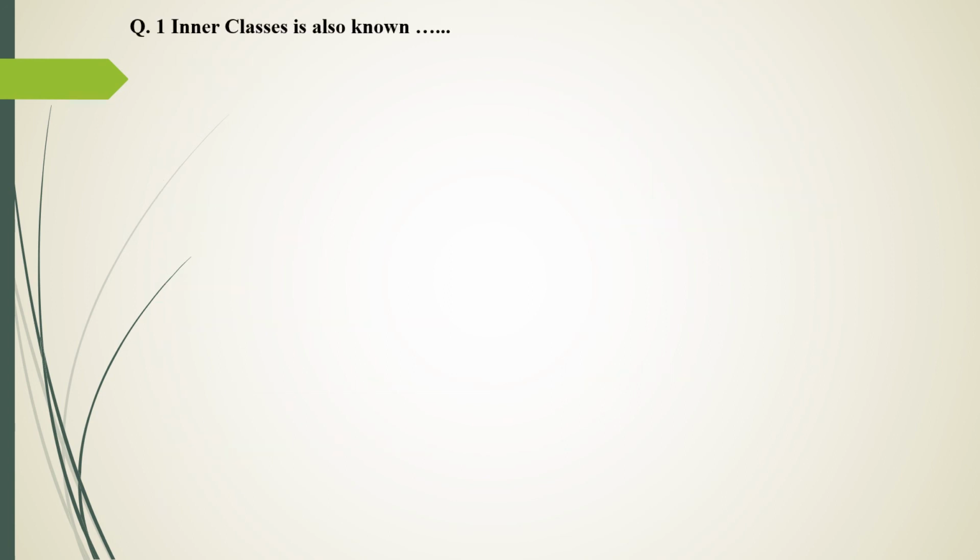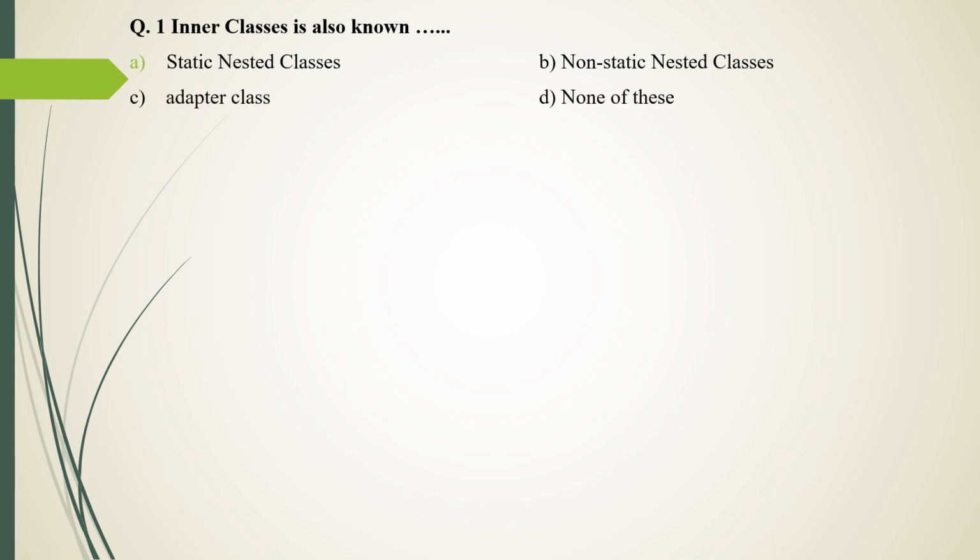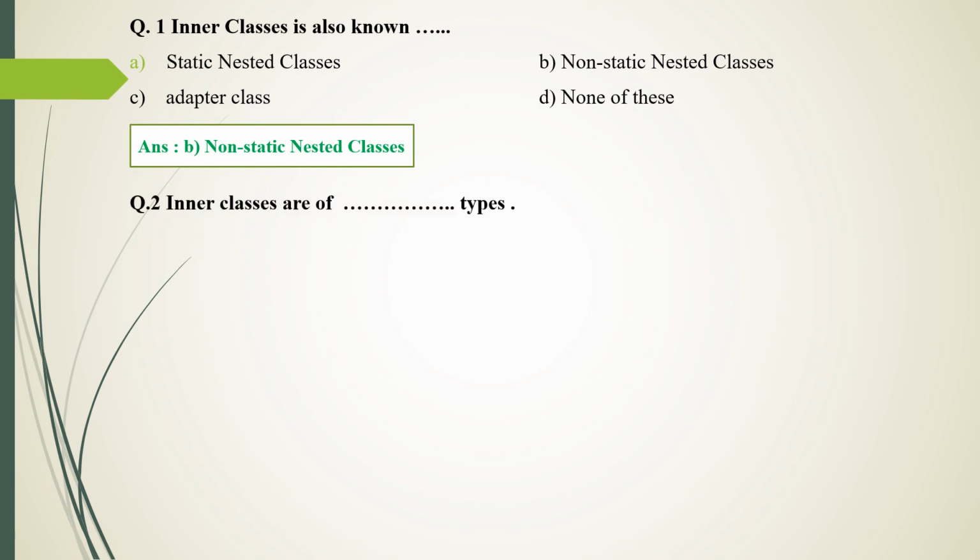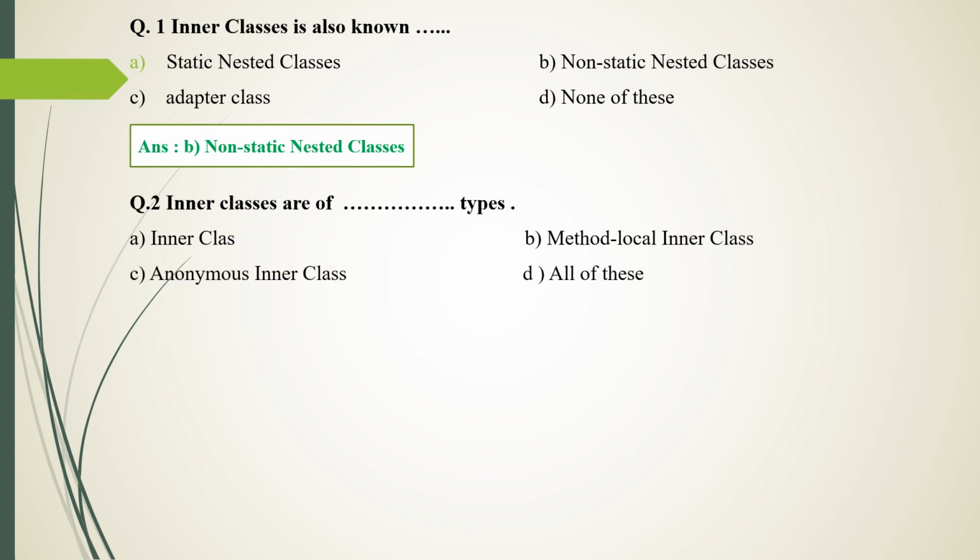Next we have some MCQs. First question: inner class is also known as, first option static nested class, second option non-static nested class, third option adapter class, last option none of these. So the answer of this question is non-static nested class. Second question, inner classes are of dash type. First option inner class, second option method local inner class, third option anonymous inner class, and last option all of these. The answer of the question is all of these.